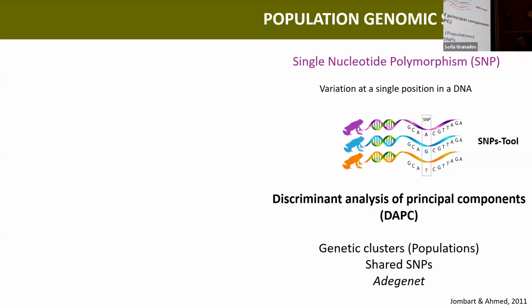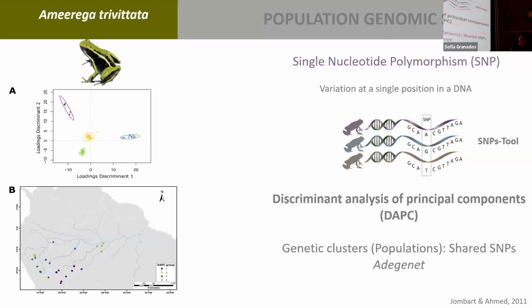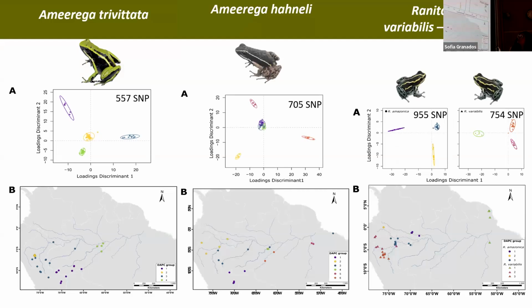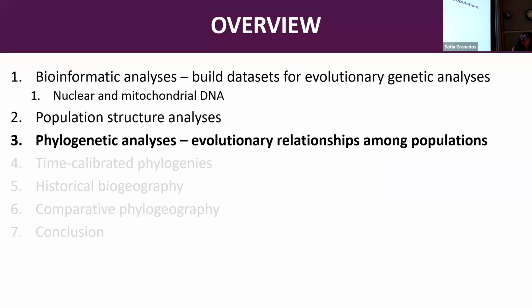I use a discriminant analysis of principal components in order to find genetic clusters based on the shared SNPs. And this is just an example of what it is. You get some clusters here in the genetic space, and then you can plot this on a map so you can try to see if there's some correspondence with the geographic location of these clusters. So I did that for all of my species. I'm not going to be explaining that because I'm going to bring this up later.